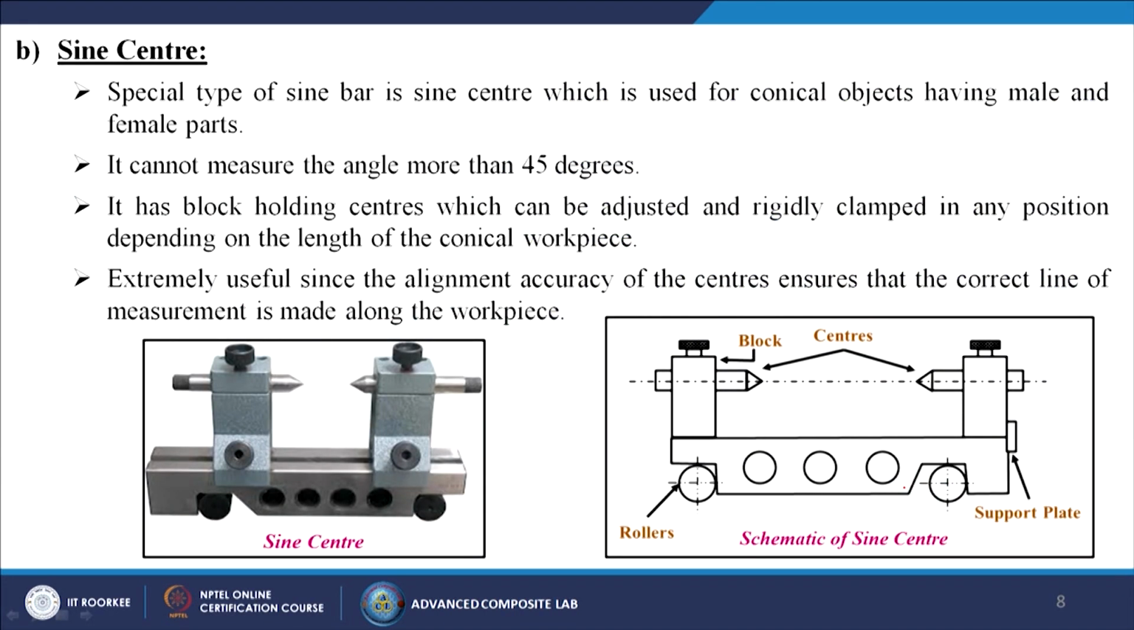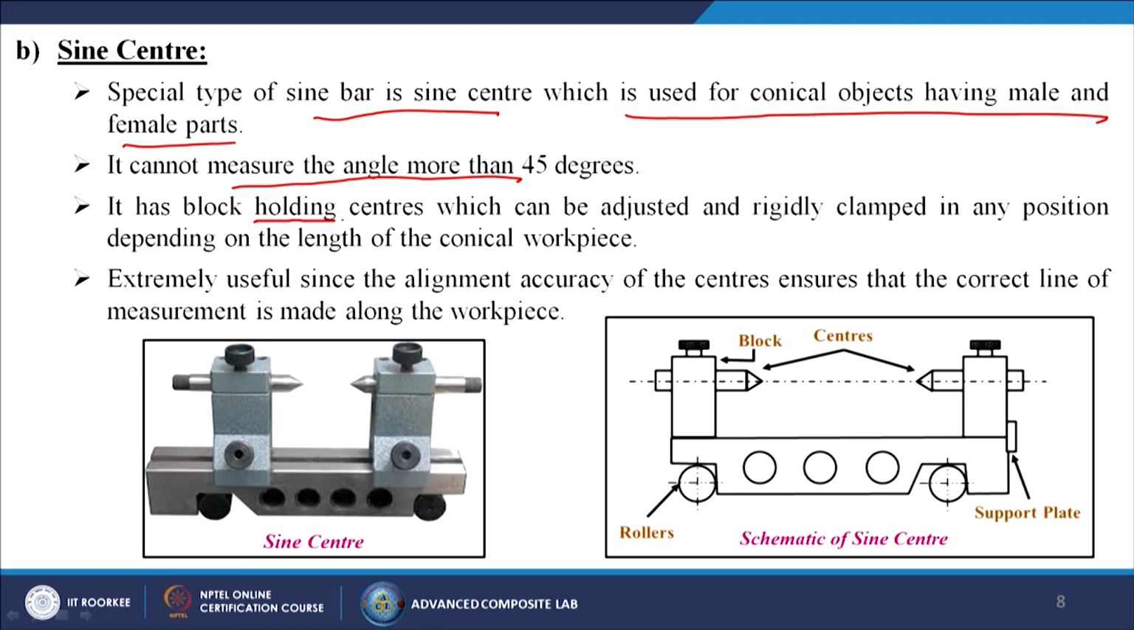Now, come to the sine center. It is a special type of sine bar, which is used for conical objects having male and female parts. It cannot measure an angle of more than 45 degrees. So, if you have some products whose angle is less than 45 degrees, then only we can measure precisely. If it is more than 45 degrees, then we cannot.